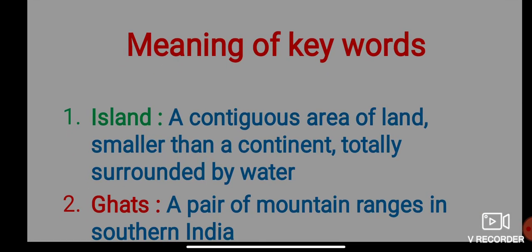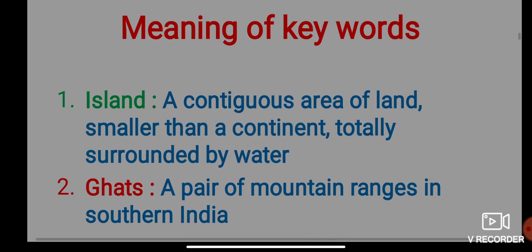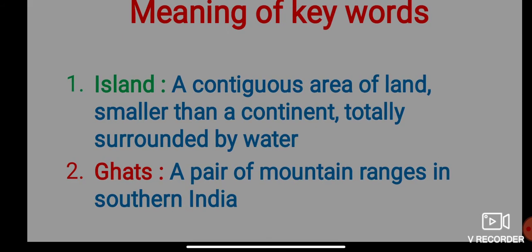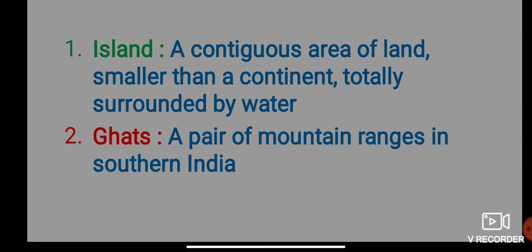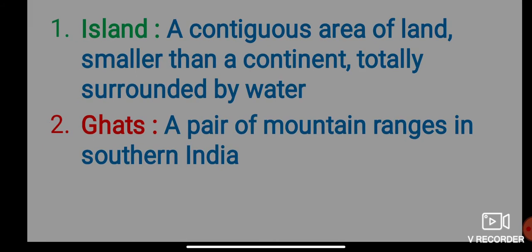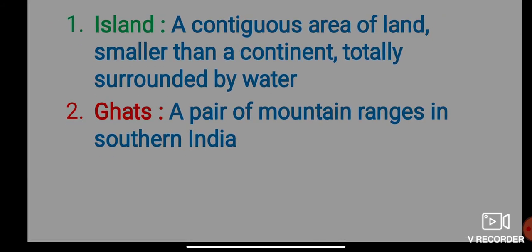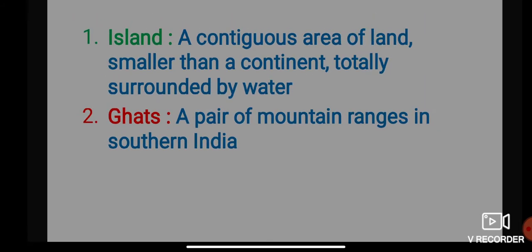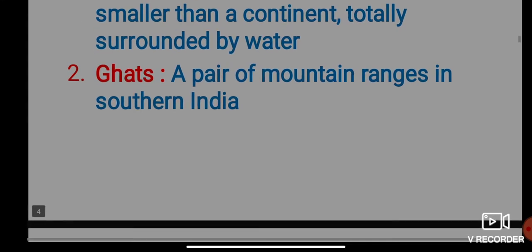Alright, what is an island? Let us learn. A contiguous area of land that is smaller than a continent, totally surrounded by water, is known as an island. And what are ghats? A pair of mountain ranges in southern India are known as ghats.